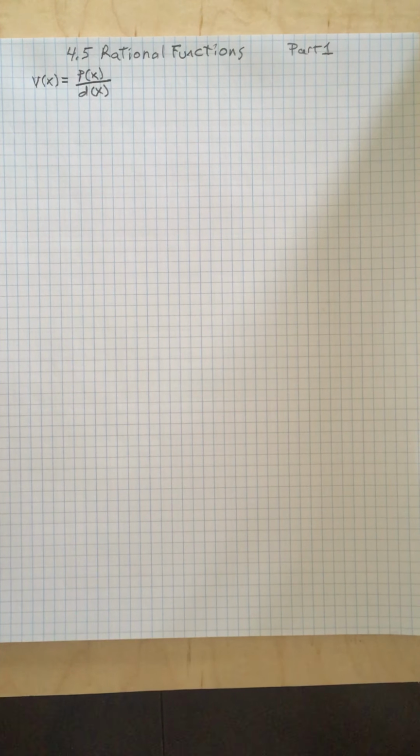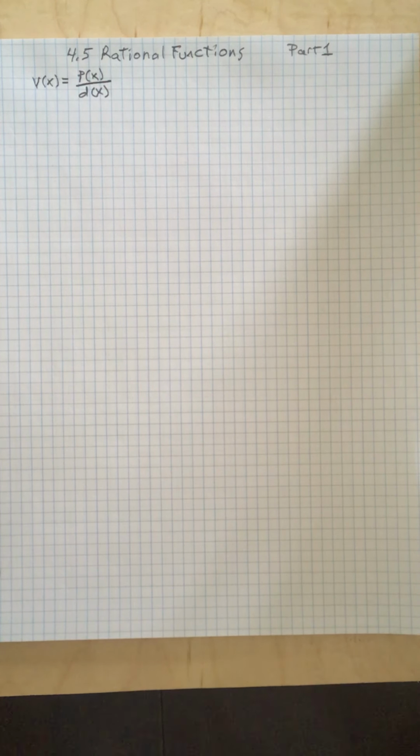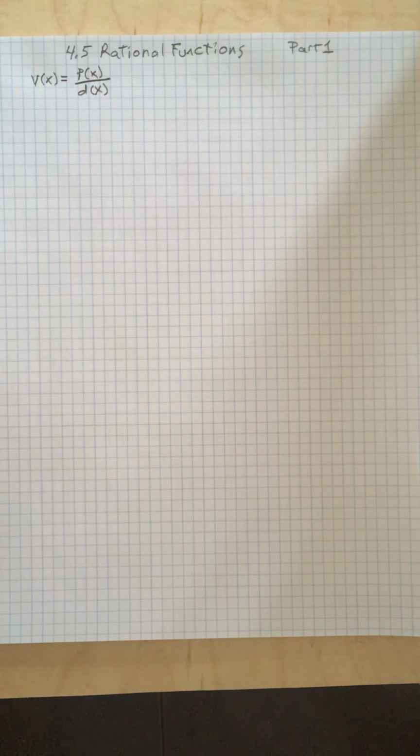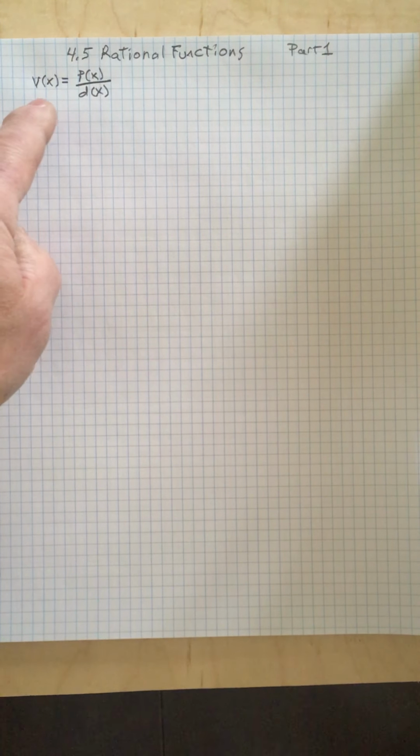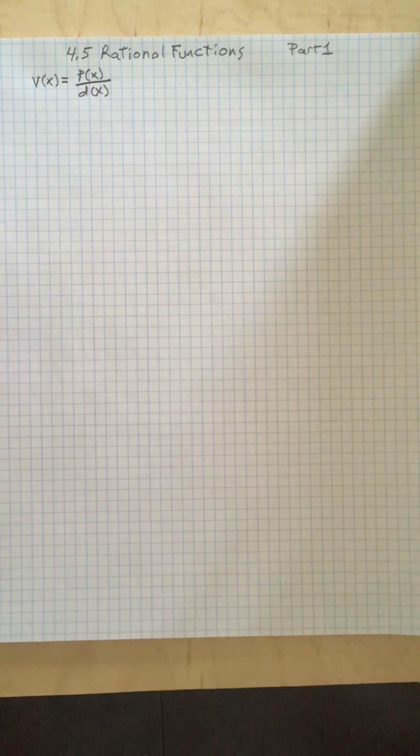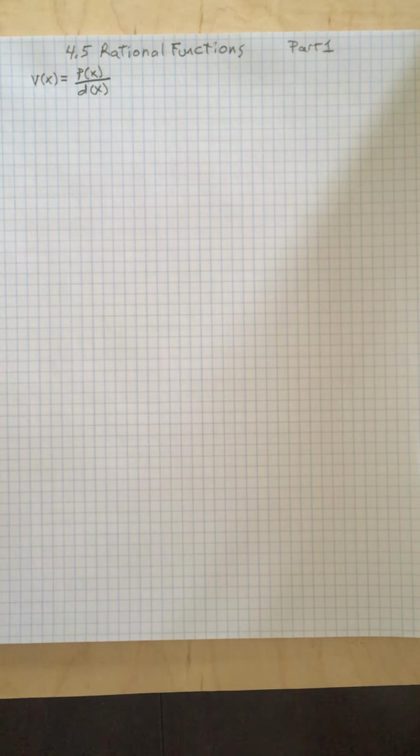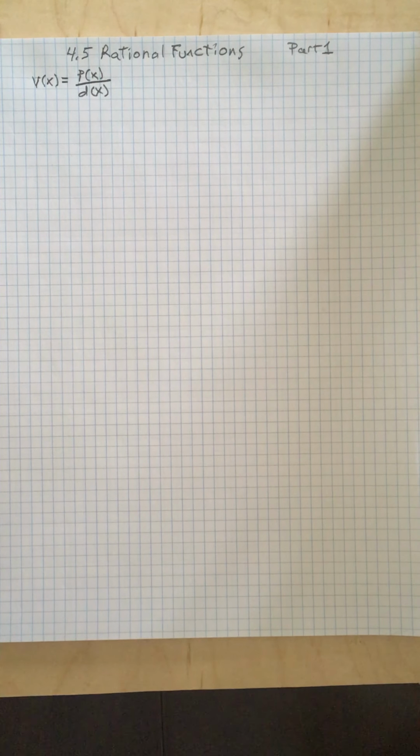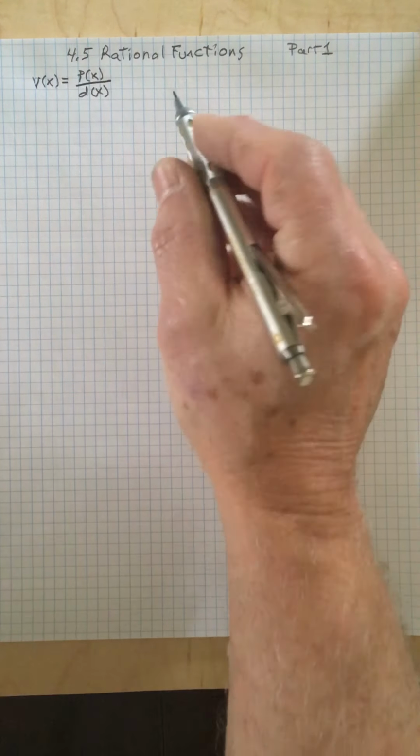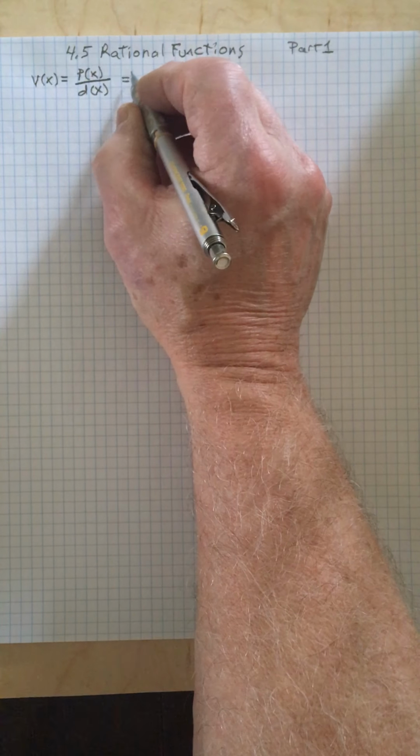Okay, section 4.5 is a discussion on rational functions, specifically their graphs. As you can see here, I have an example of what a rational function looks like. I think we've actually seen them before. It's just a fraction, but instead of numbers, there's a polynomial function for the numerator and also one for the denominator. So you can think of it like this.